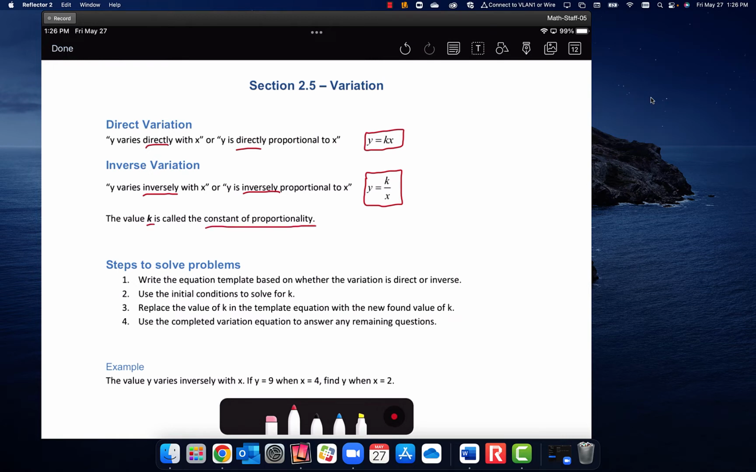The steps to solve a variation problem are: 1. Write the equation template based on whether the variation is direct or inverse. 2. Use initial conditions to solve for k. 3. Replace the value of k in the template equation with the newfound value of k. And 4. Use the completed variation equation to answer any remaining questions.